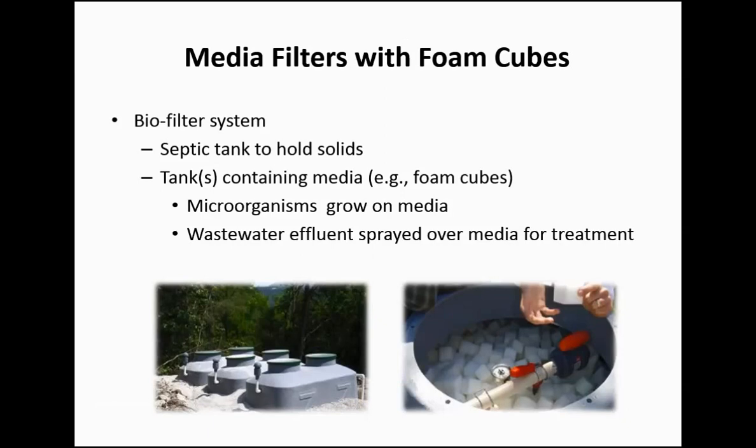Media filters with foam cubes. Basically, this system consists of a septic tank and a separate tank which contains the foam cubes. Essentially, this is a biofilter system where the effluent is sprayed over the foam filter. Dosage is about 1/10 of a gallon to about 1 gallon per cubic foot, and it can be used either in a single pass or on a recirculating system.